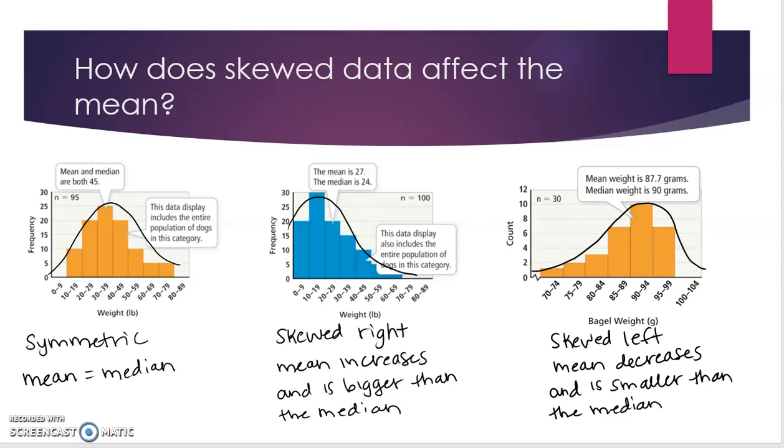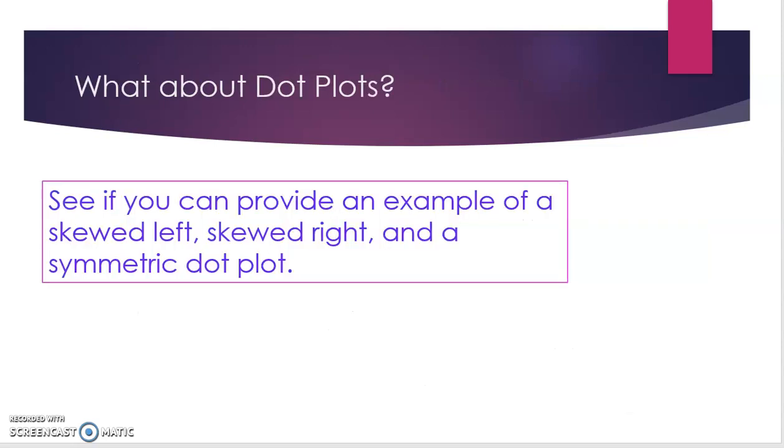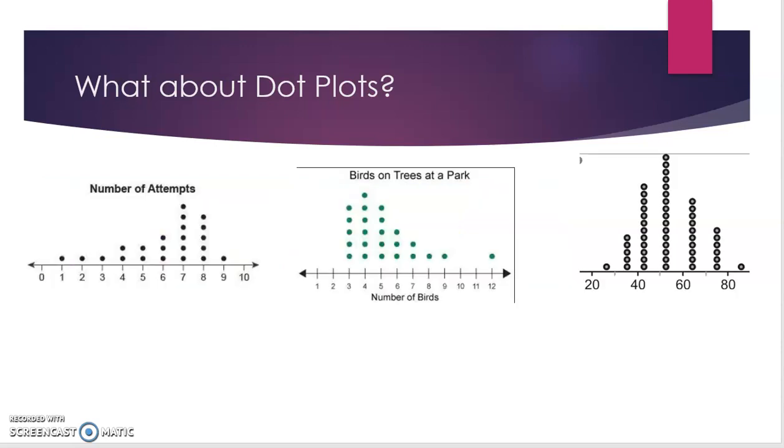But what does this type of data look like in a dot plot and in a box plot? So what I want you to do is pause the video and see if you can provide an example of a dot plot that is skewed left, skewed right, and one that's symmetric. So here are the three that I came up with.